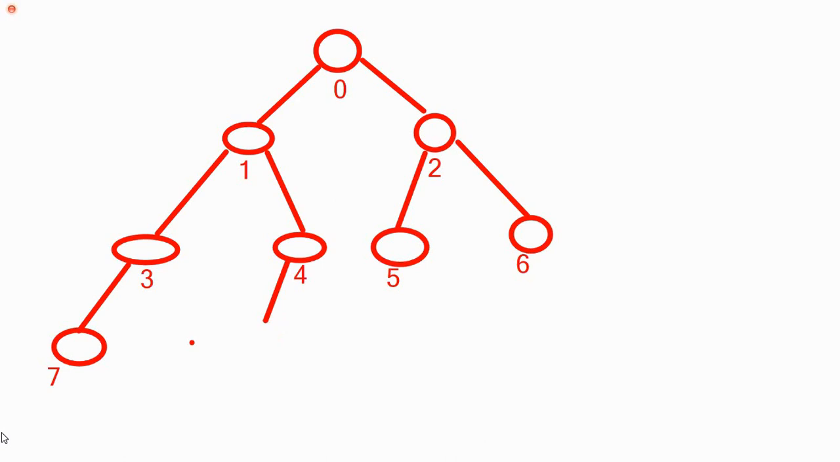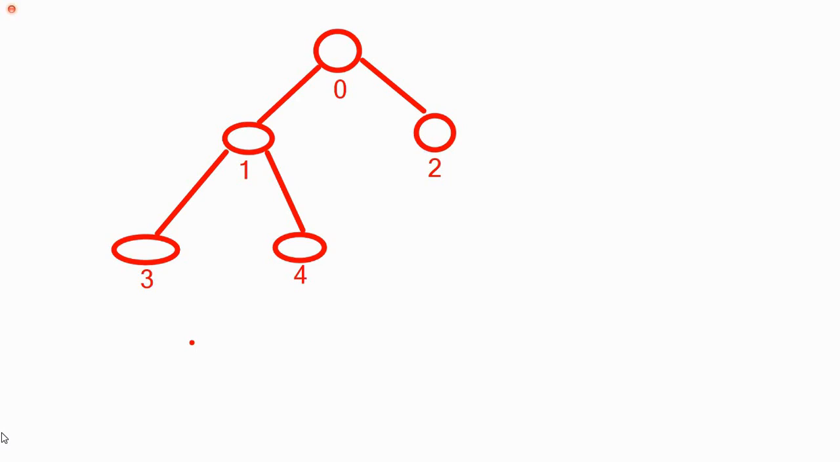If this is not there, it is still a complete binary tree. Suppose without this, this is there. Is it a complete binary tree? No. Missed. Missed means not complete.